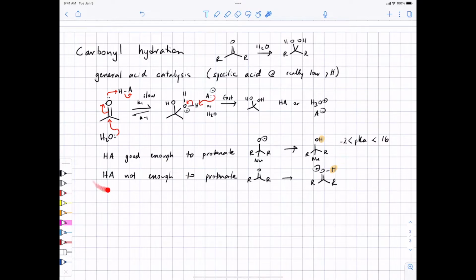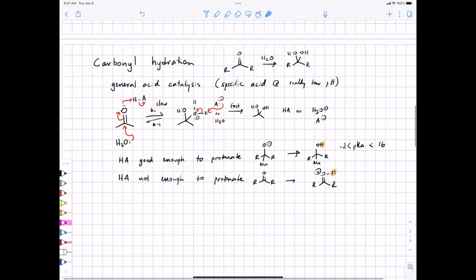If you're using an acid catalyst that has a pKa in this range, likely you have to do it under general acid catalysis. If your acid is good enough to protonate a carbonyl, then you can do that first, and then the slow step is nucleophilic addition. And what we say here is likely true for a lot of mechanisms that involve addition to carbonyls.